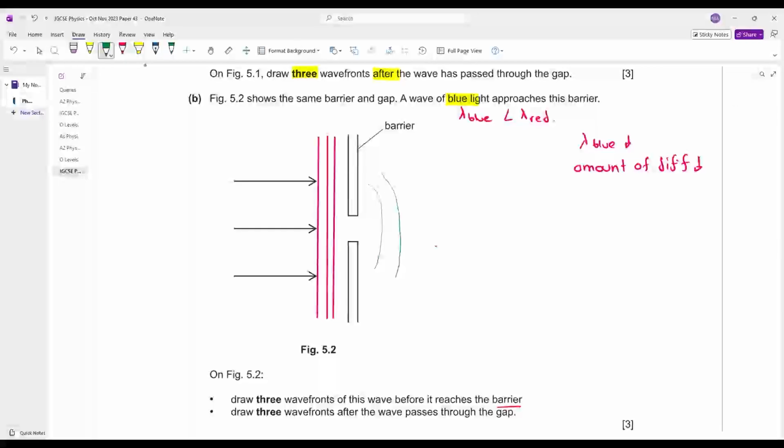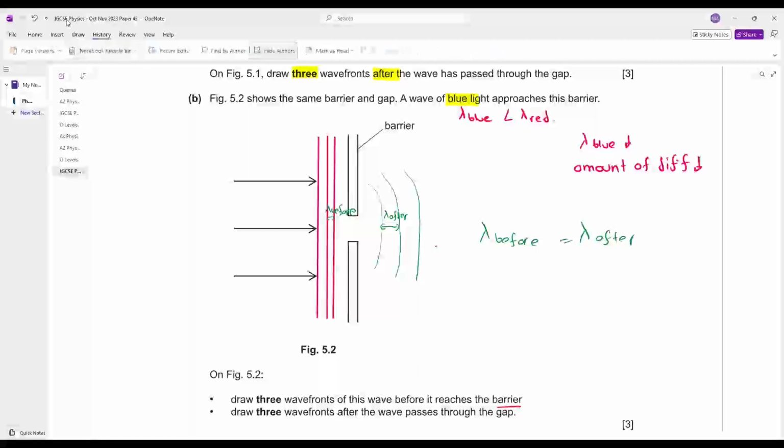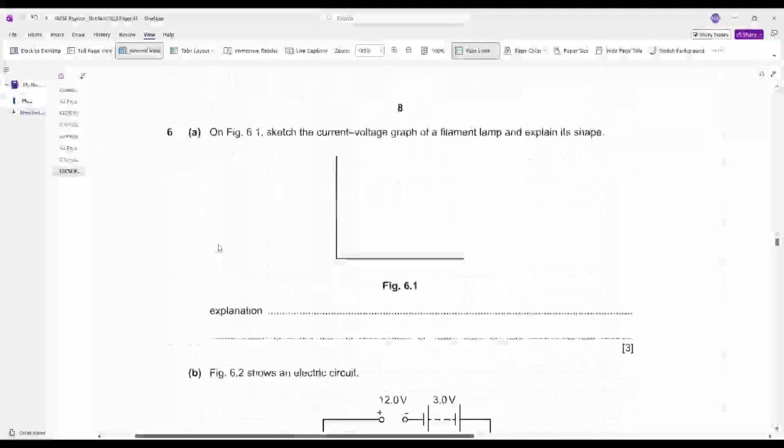They are not complete circles. Like this. Again, the wavelength after diffraction should be equal to the wavelength before diffraction. Both should be equal. Also, in this scenario, you have to make sure that after diffraction your waves diffract less, because wavelength has reduced, so the amount of diffraction will reduce. Okay. Let's further move ahead.